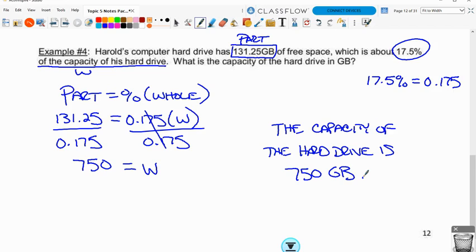Again, read the question carefully. We always find a percent of the whole value. Substitute your values in, and then use your algebra skills in order to figure out the value of the variable that is missing.